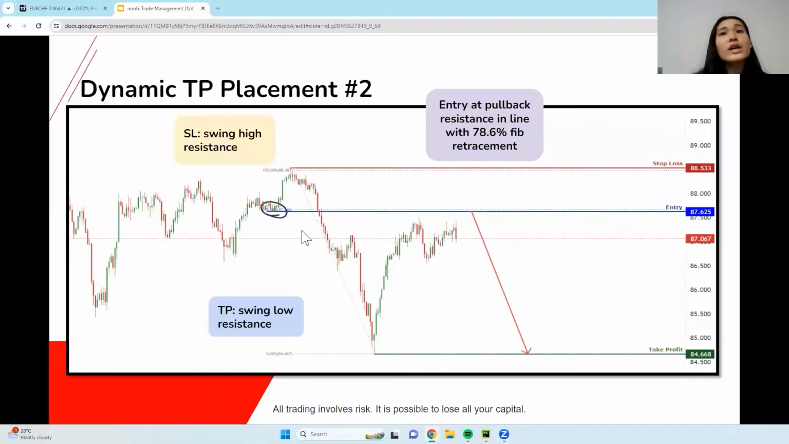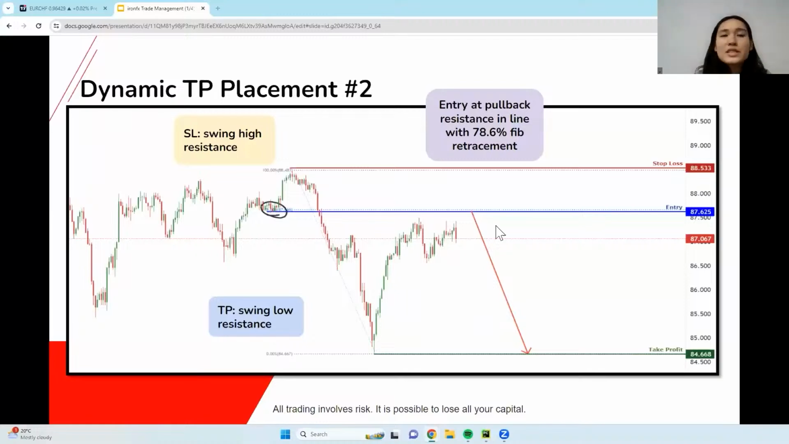What a pullback resistance basically means, I think we'll go through this in a little bit. But a pullback resistance basically is when price has retraced to this level. So we have a swing low here, and price has broken out of this level, surpassed it, and is now heading back to that area. That's basically what a pullback resistance or support level is.